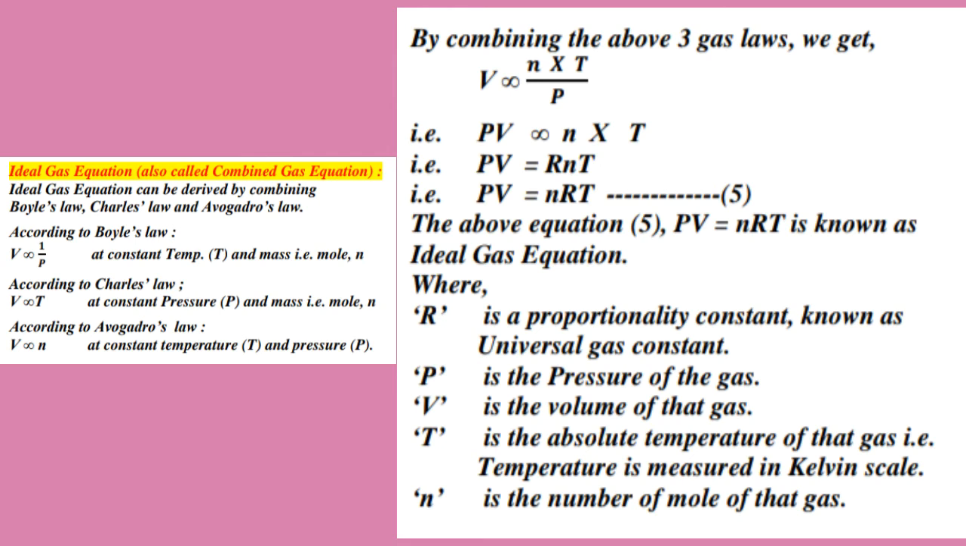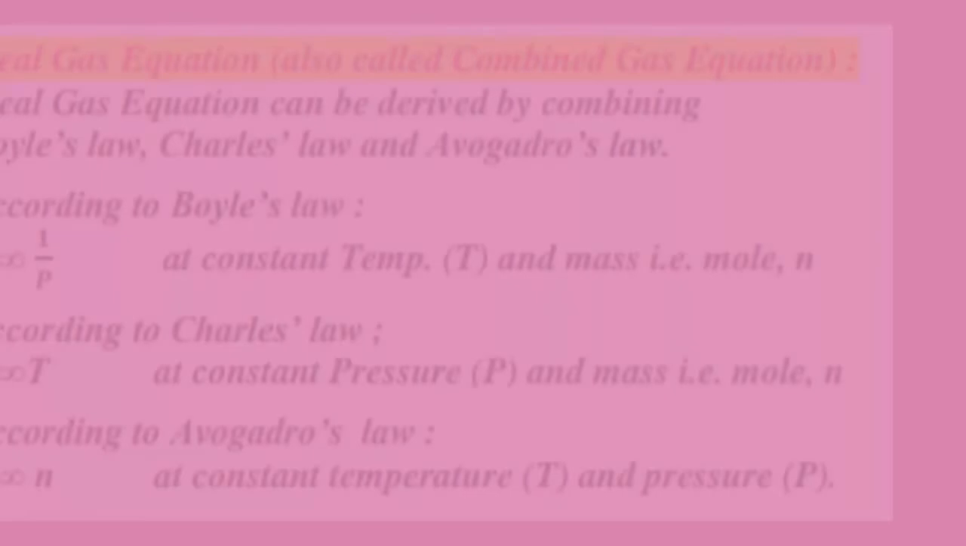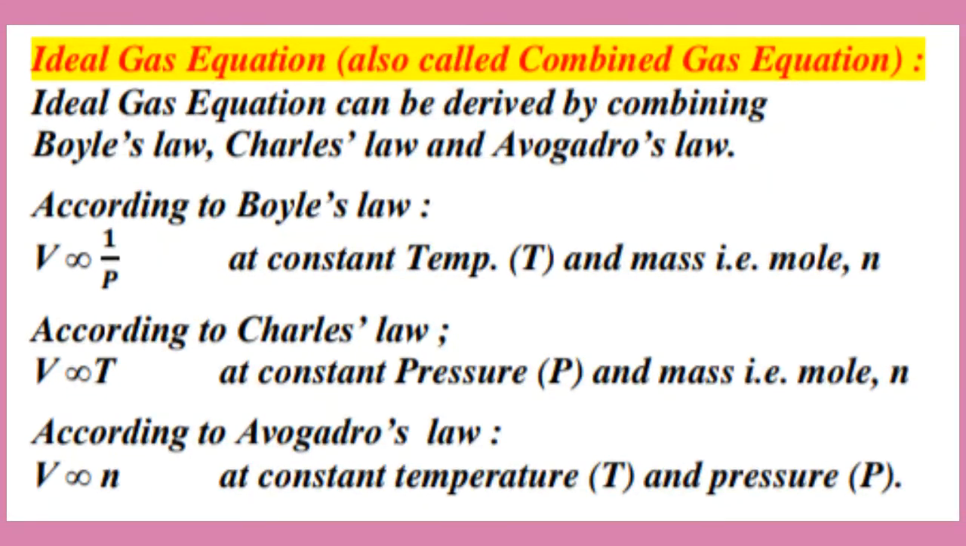The symbol P represents the pressure of the gas, V represents the volume of that gas, T represents the absolute temperature of that gas. Absolute temperature means the temperature of that gas is measured in Kelvin scale. Small letter n represents the number of moles of that gas.